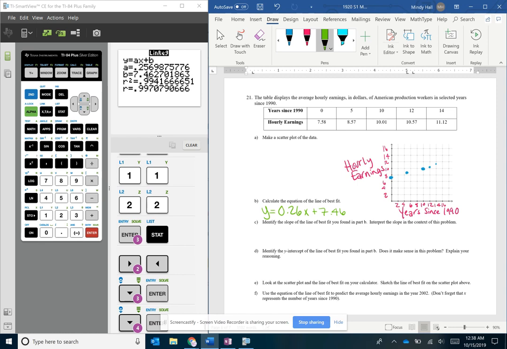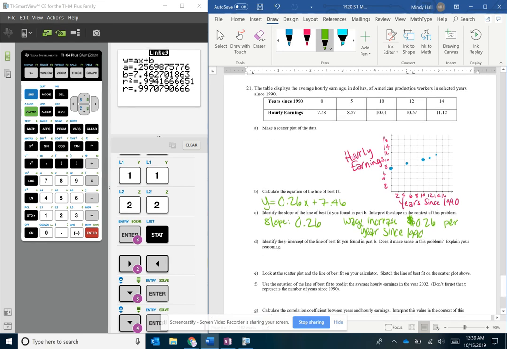So in part B, my slope is just the 0.26. So in this case, this means that your hourly earnings would go up by 0.26 or 26 cents for each year since 1990. So wage increase 26 cents per year since 1990.